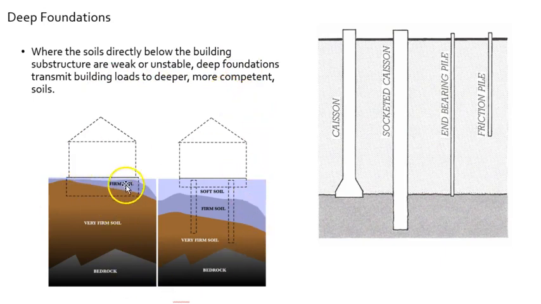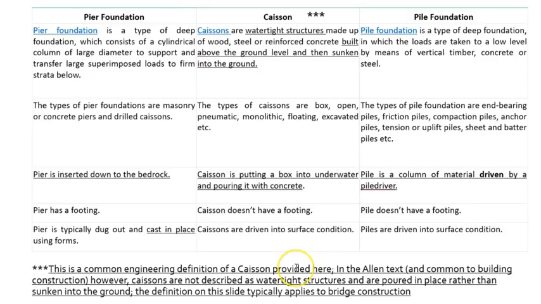So here we have firm soil right at the top, and the foundation could rest right on the very firm soil. Here, however, we have soft soil at the very top, some firm soil, and then we have to dig down deeper to get to the very firm soil that's needed. So we're going to look at a different couple of types of caissons and piles, and these are the components that would dig down deeper or reach down deeper to the adequate soil.